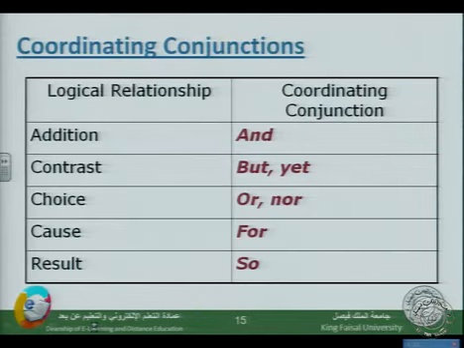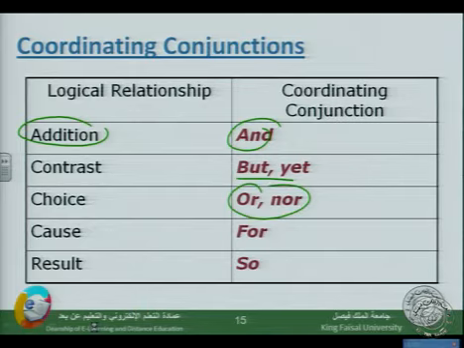Here we have some coordinating conjunctions. If you want to add something, you say and. To contrast something, you say but or yet. Choice, or, nor. Cause, for. For example, I came here for teaching English. Okay, result, so.